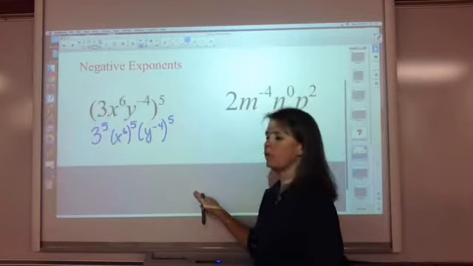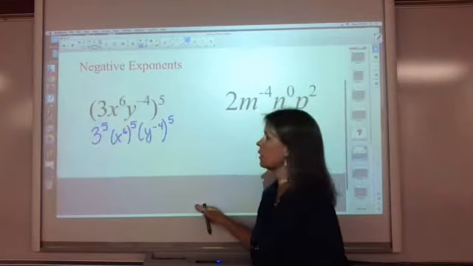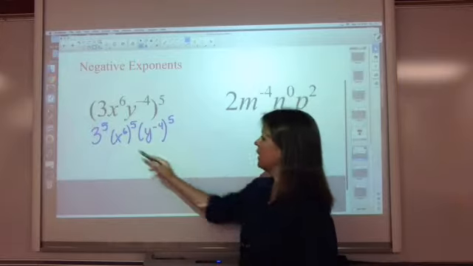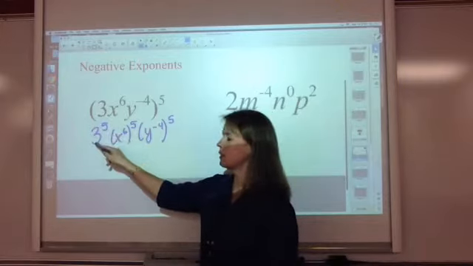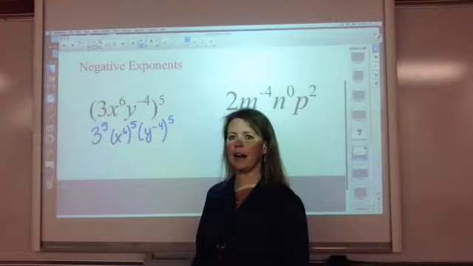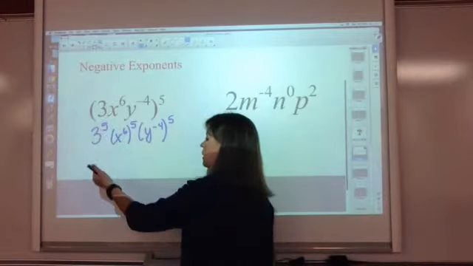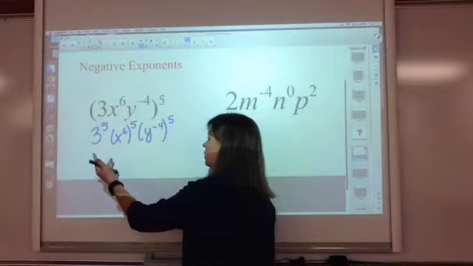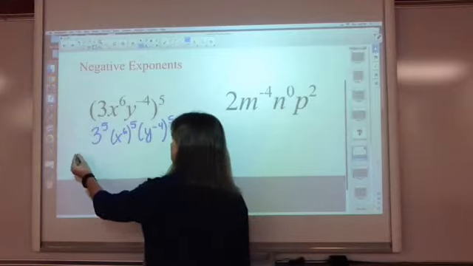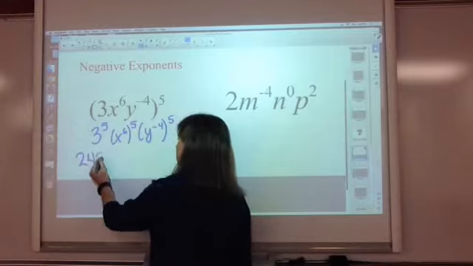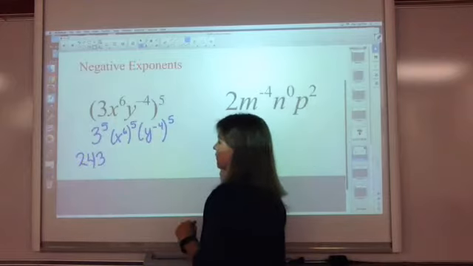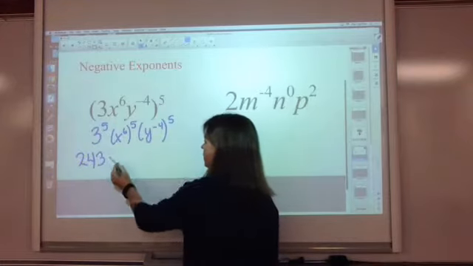And sometimes you show all of your work and sometimes you don't. Sometimes you can do part of those in your head. Be careful that this is not multiplication. This is a base of 3 with a power of 5. You have an integer 3 to the 5th power. 3 times 3 times 3 times 3 times 3 is a lot. I think it's 243.